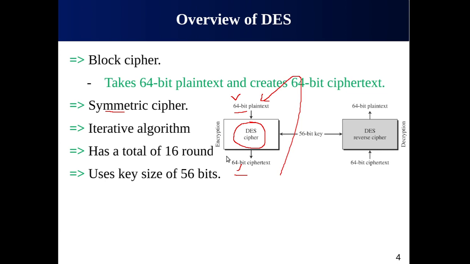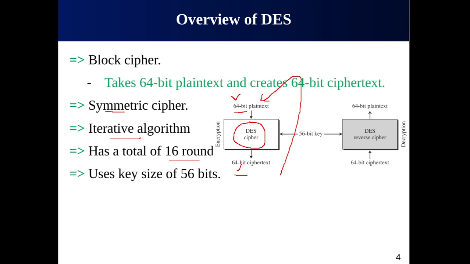Another property of DES is that it is an iterative algorithm. Iterative means, as we will see in a moment, it has different rounds. So the block of data has to be passed through different rounds iteratively. And the total number of rounds in DES is 16.